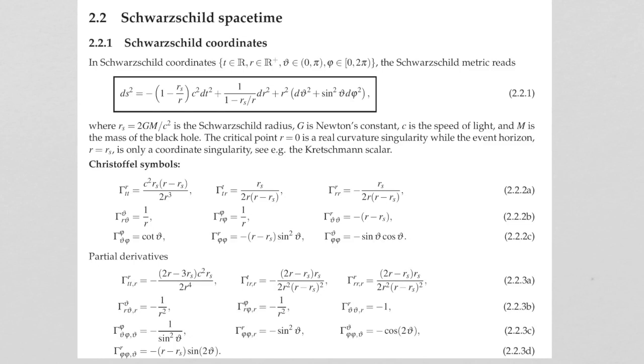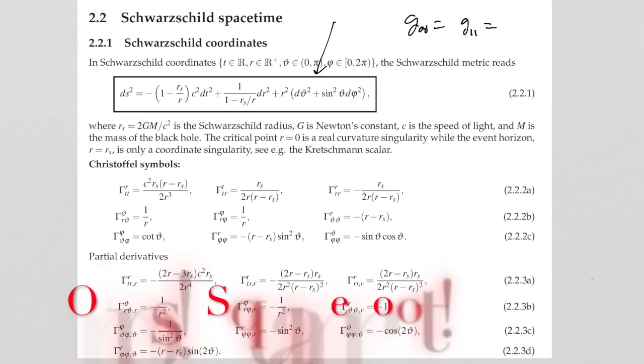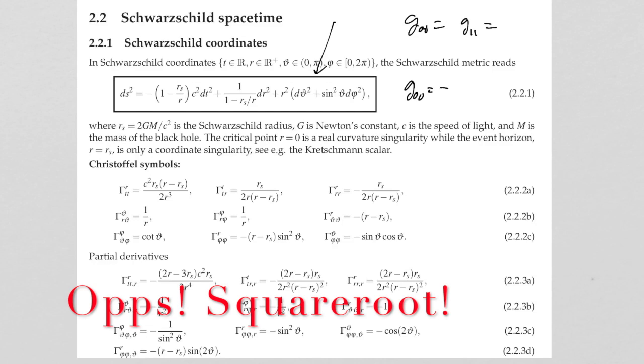In the catalog, it's kind of interesting. They don't literally write out g00 equals, g11 equals. They're expecting you to look at this and realize, oh, g00 equals minus 1 minus Rs over R, with c squared, right? So clearly they're not using G equals c equals 1.